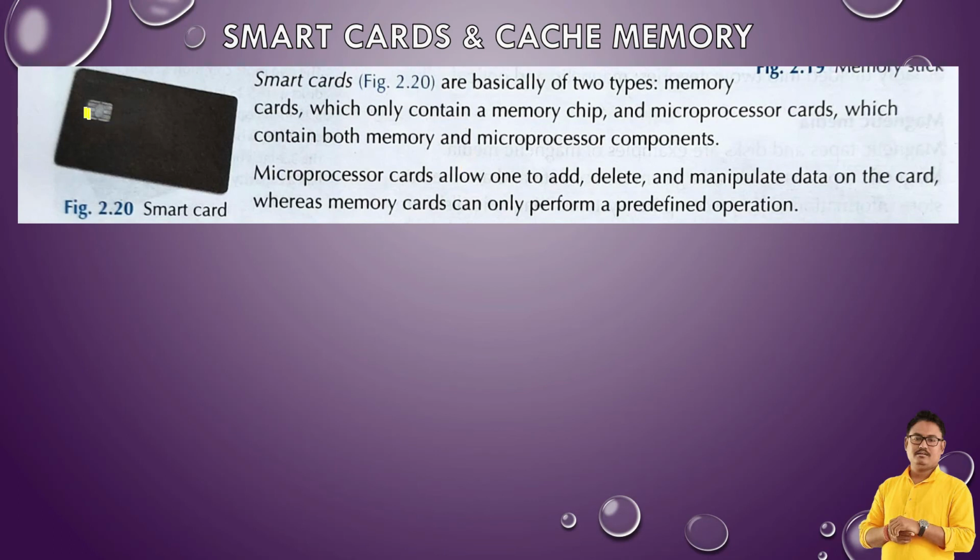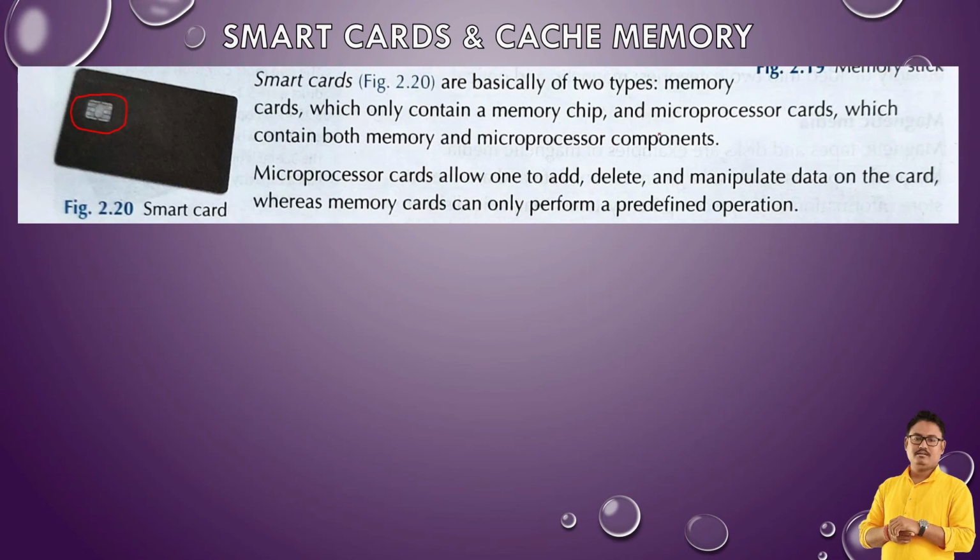So you see here, let me show you. This is the one. The card where only the chip is there, that is called the smart card. In the ATM card you can see it. Now in the driving license also a chip is there.